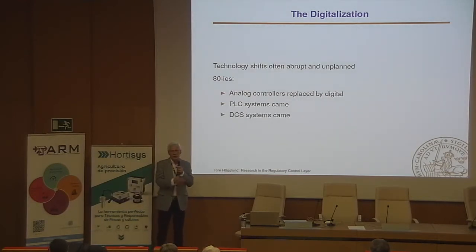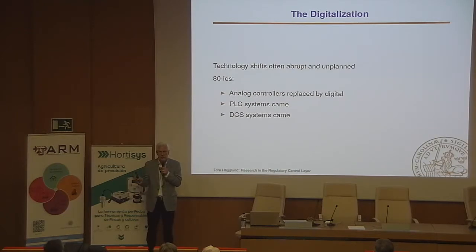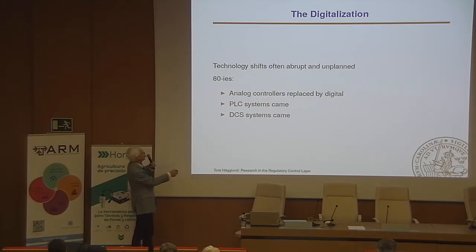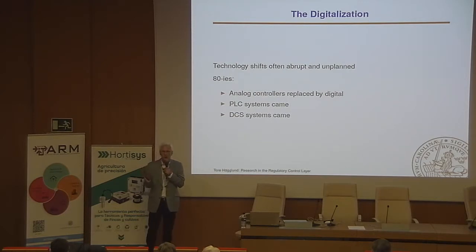You know that we have had several technology shifts when it comes to the instrumentation in process control. We had the pneumatics in the early days, 100 years ago or so. Then they turned to analog electric devices. And at the end of the 70s, beginning of the 80s, they moved from analog instrumentation to digital instrumentation. I call this the digitalization era. And these technology shifts are often abrupt and unplanned. They are often caused by pressure from competitors or customers. And they often mean that you have to replace people at the R&D.